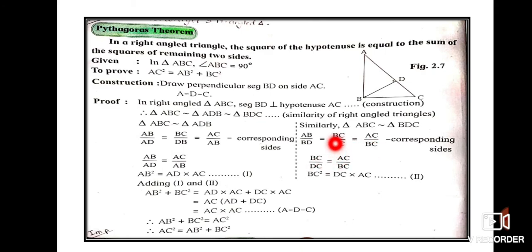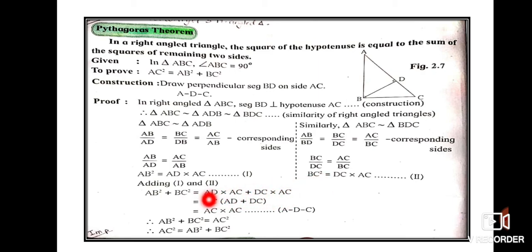So BC upon DC is equal to AC upon BC. So this AB upon BD I can ignore. I cross multiply and I get BC square is equal to DC into AC. I get another equation. Now look at equation 1 and 2. Let us add equation 1 and 2. On the left hand side it is AB square, and here it is BC square, so I will get AB square plus BC square. Right hand side I get AD into AC and here DC into AC. So that is what I am writing over here.